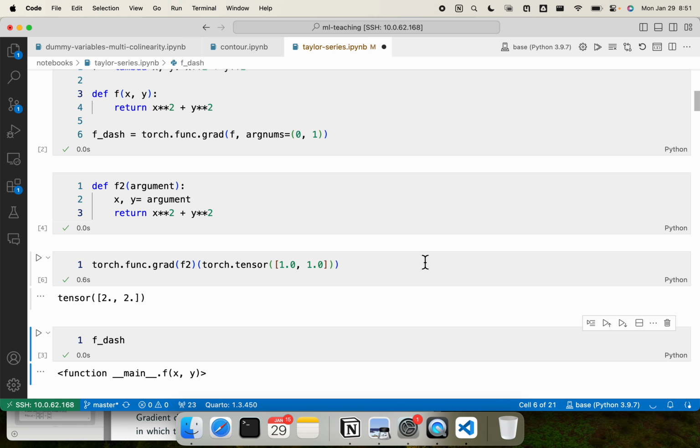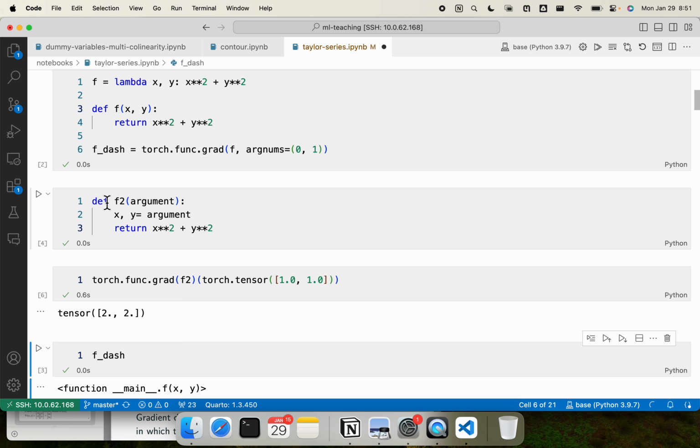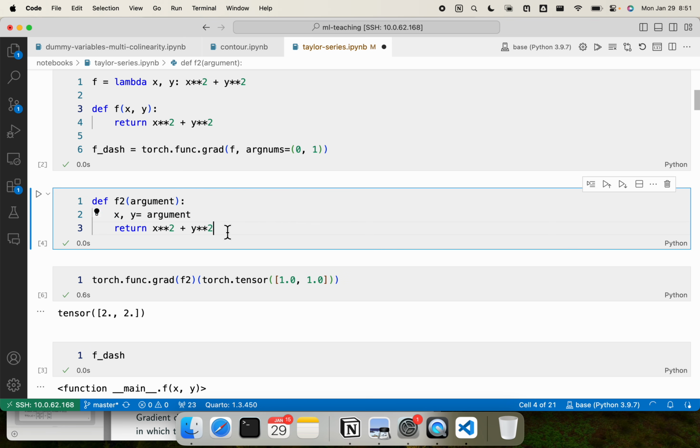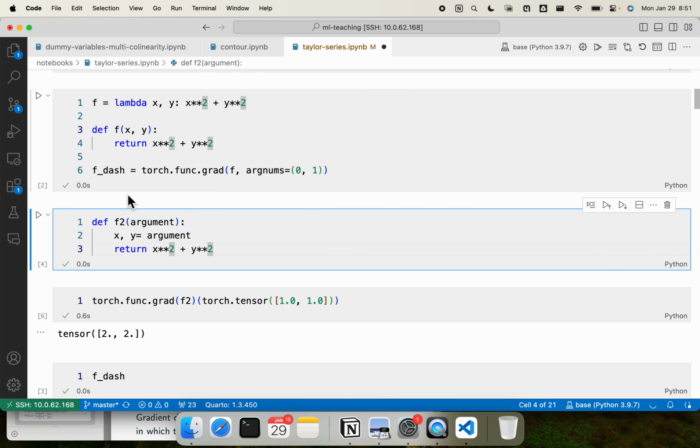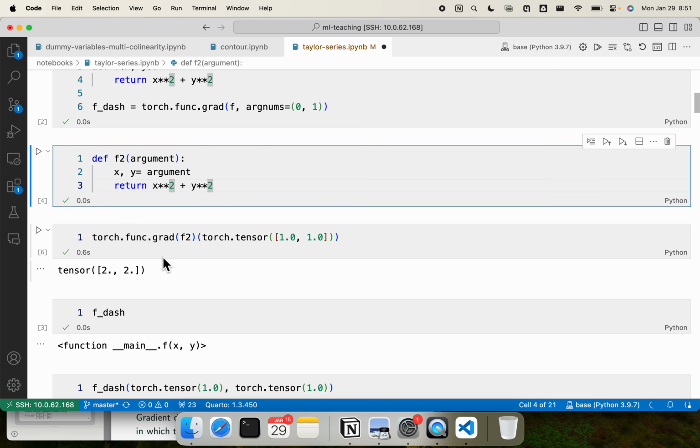So I've shown you two different ways in which you could have solved this. Typically in machine learning, we will be using something like this. In fact, in this case, we are doing the argument unpacking. We will not even do that in many cases. We will directly use the vector notation for doing things. But I just wanted to show that you could have done it this way also.